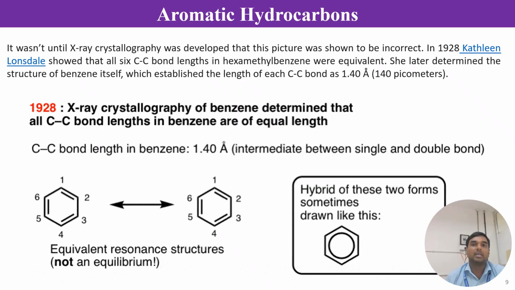Then finally, in 1928, Kathleen Lonsdale showed the crystal structure of benzene, and she showed that all 6 carbon bond lengths in hexamethylbenzene are equivalent. In fact, later she determined the crystal structure of benzene where the bond distance is 1.4 angstrom and all the bonds are equivalent. The hybrid of these two structures can be drawn as a ring structure. That means all the bonds are equivalent.